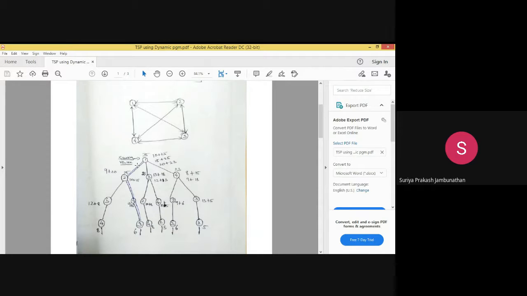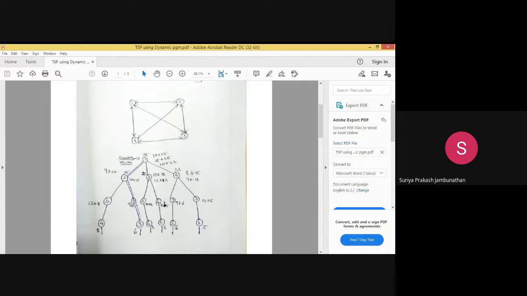So that we are taking here. 1 to 2, we are taking 10 plus 25, that is 35. So that part we are selecting. Now we have to decide which path has the lesser value, whether to go 2 to 3 or 2 to 4. When taking 2 to 3, the value is 29. When taking 2 to 4, the value is 25. 29 is greater than 25, so we are selecting the 2 to 4 path.